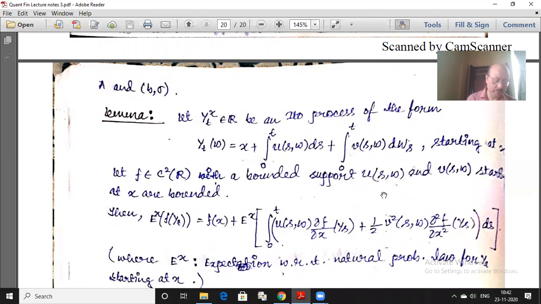u and v, which are starting at small x, of course, because at time 0 the process was at small x, are also bounded. So I have a transformation f which is C^2 with a bounded support, and u and v are bounded. Of course, we know why boundedness of u and v is important, because I want to keep these integrals finite for all ranges and so on.